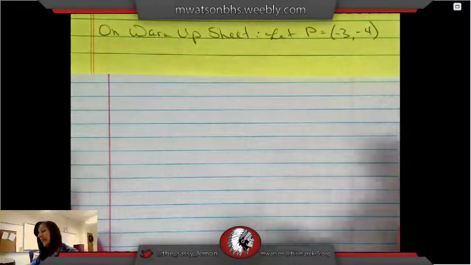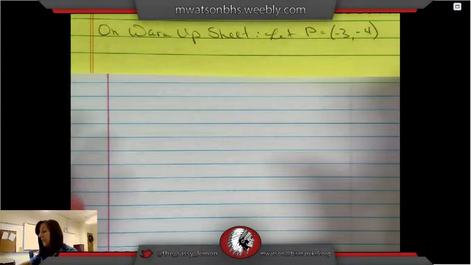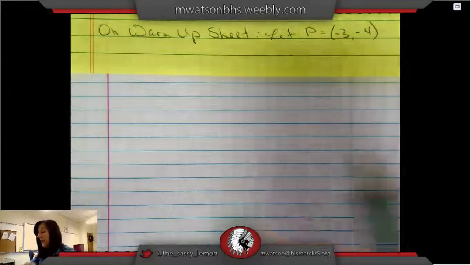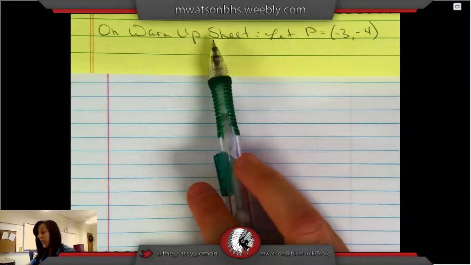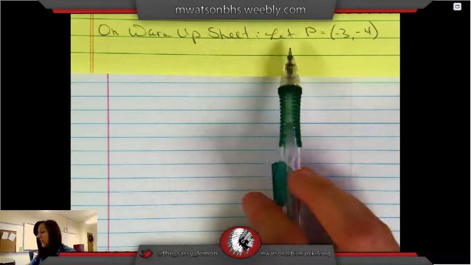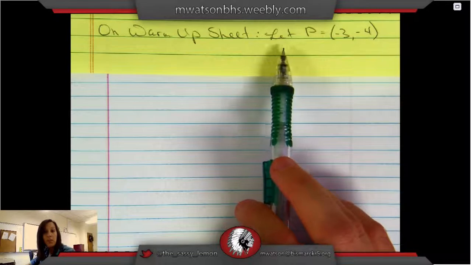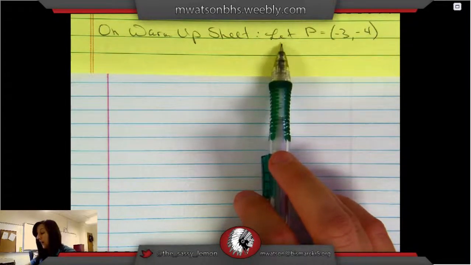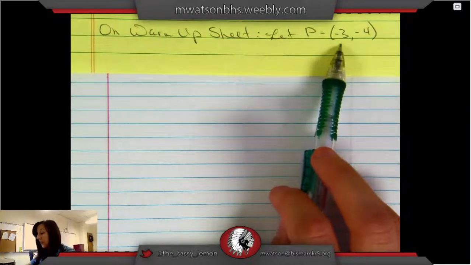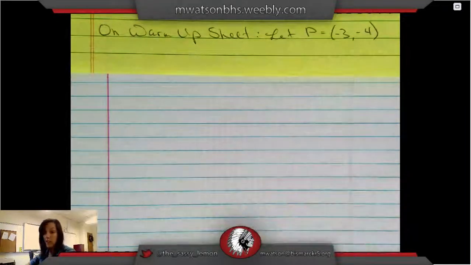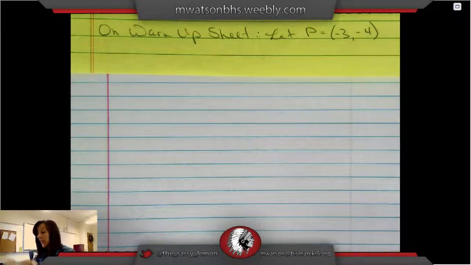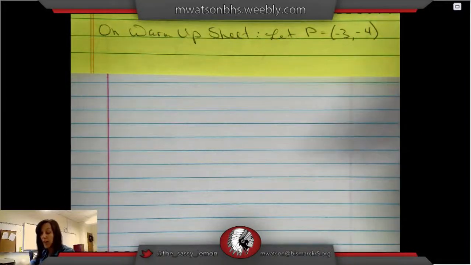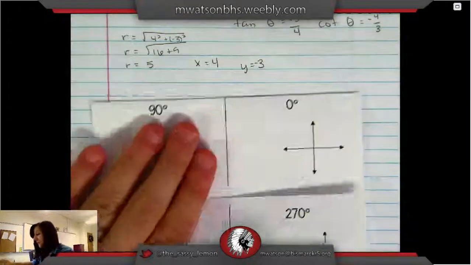Alright, in a moment I'm going to be moving on to the foldable, but first I want you to stop, grab your warm-up sheet, and do the same type of problem, but this time find the 6 trig functions if you have a point (-3, -4) on the terminal side of theta. So stop this video, go do that practice problem, and then grab your foldable.